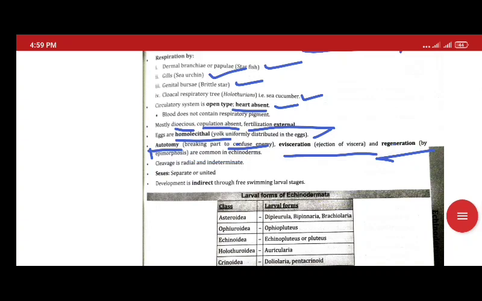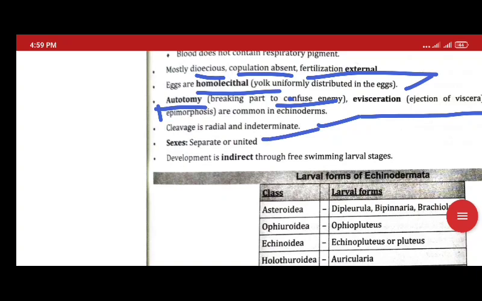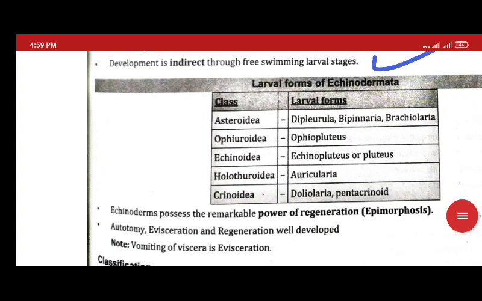Now we have cleavage, radial and indeterminate, with sexes separated. Here all is indirect development, so this phylum classifies classes according to the larva. Let's discuss the 5 types of larva.